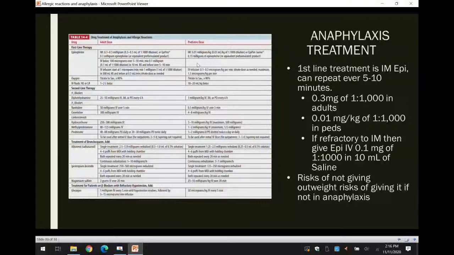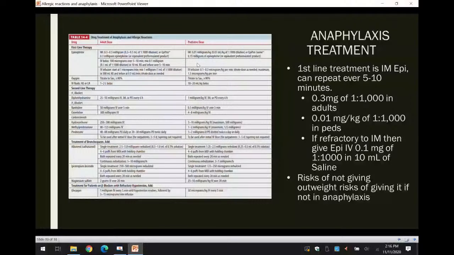You can give it multiple more times, but usually after 3 doses of IM, if they remain hypotensive, then it recommends going ahead and giving them IV, and giving IV is 0.1 milligrams of the 1 to 1,000 in a 10 cc syringe of saline. So it's even further diluted down to 1 to 10,000 at that point.